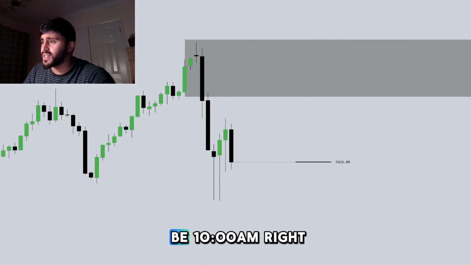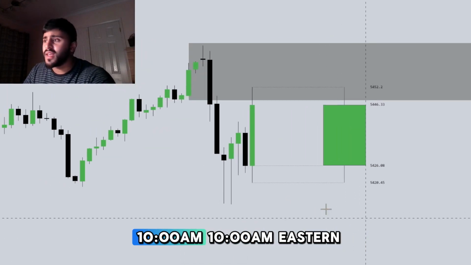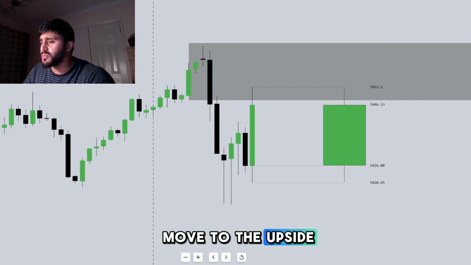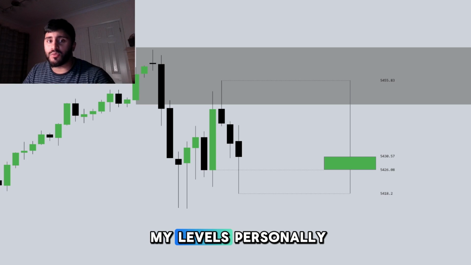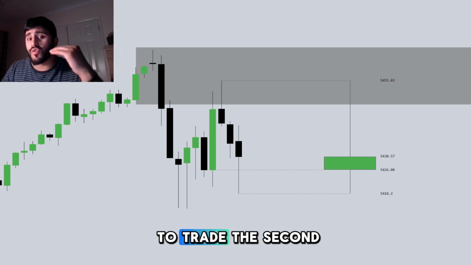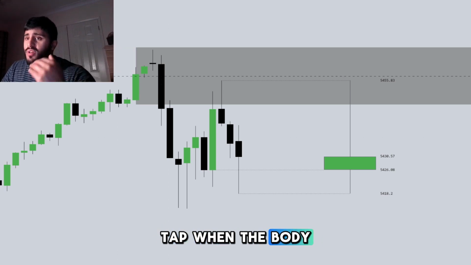This is now going to be 10 a.m., right? So we come into 10 a.m. Eastern, we had a large move to the upside, and we also had a rejection over here. Now, one thing I often like to do with my levels personally is I always like to trade the second tap when the body enters the area.